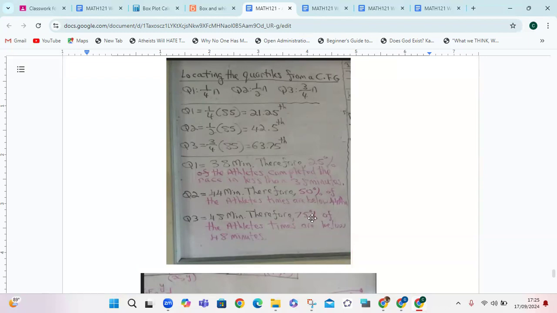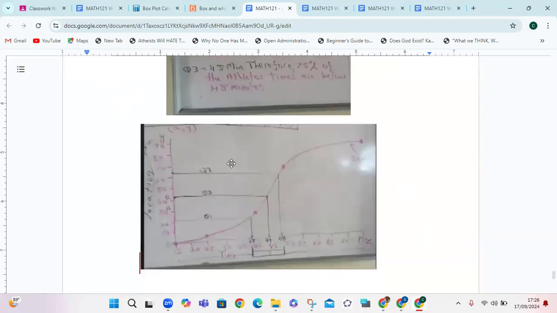So that's how you obtain the quartiles from a cumulative frequency graph. First of all, you locate, and then you go to the vertical axis of your cumulative frequency graph, draw a horizontal line, and where you land vertically on the x-axis, that will give you an approximation of the lower quartile, median, and upper quartile. Yeah, this is 44, 45, 44 is less than 45 for the median.